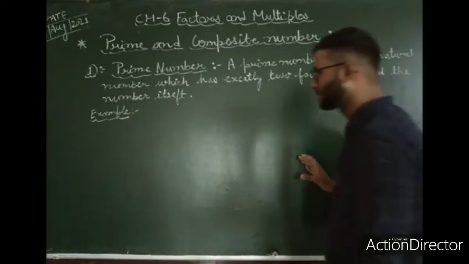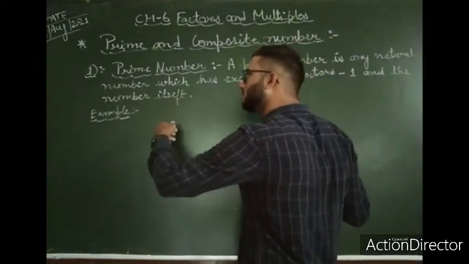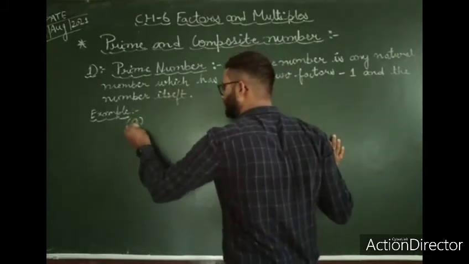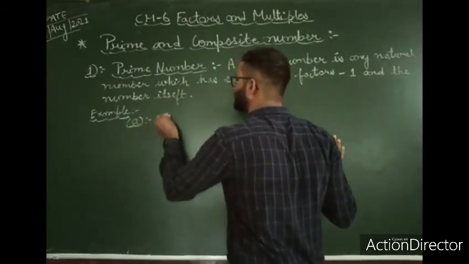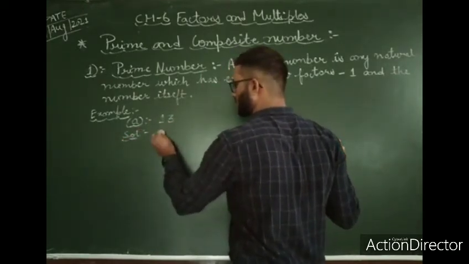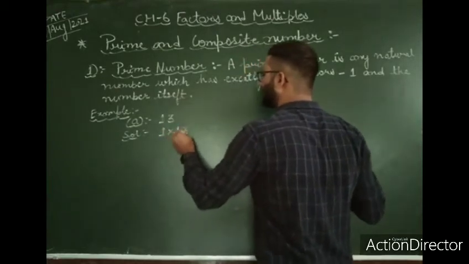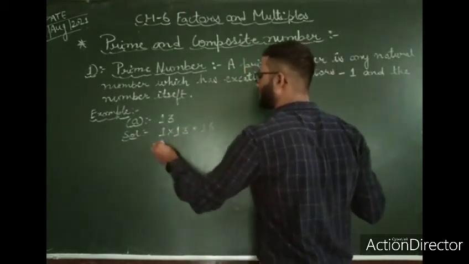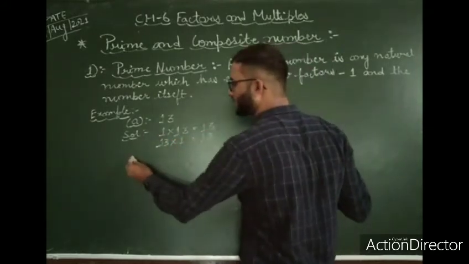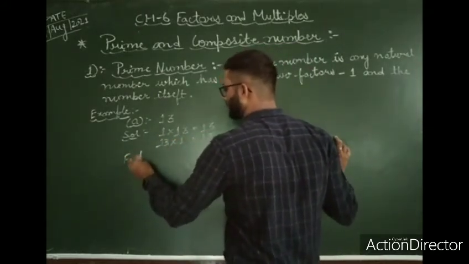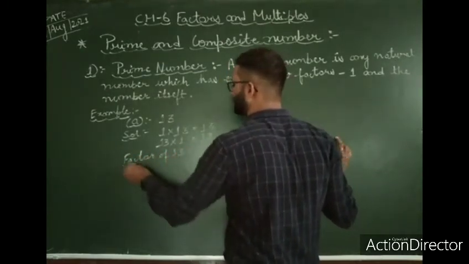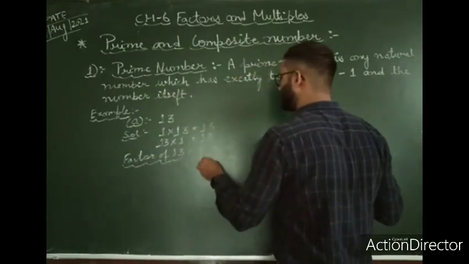So what are prime numbers? Numbers having two factors only, 1 and the number itself. Now we take two examples. The first one is 13, because 13 has only two factors, 1 and 13. Factors of 13 is equal to 1 and 13.